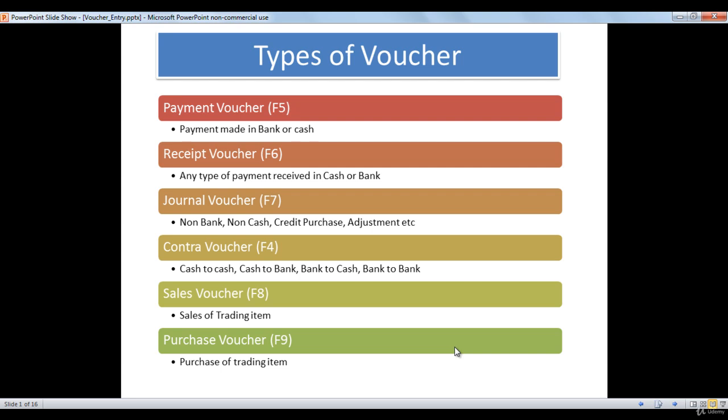So predominantly these are the 6 types of voucher that we will encounter. Now we need to understand this with the help of examples. In the previous video, we have taken a few examples of voucher entries or statements. So we are going to understand these types of voucher with the help of those only.